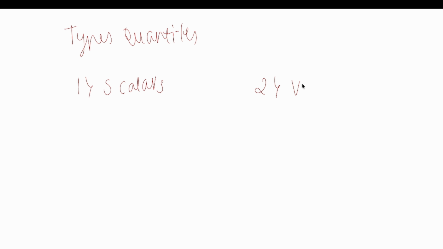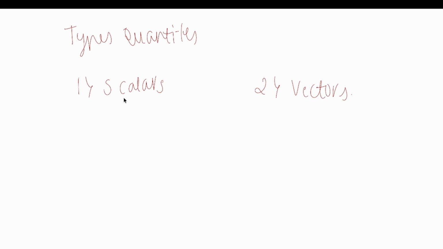So today we'll be studying about vectors. There are different types of quantities. Mainly there are two types, called scalars and the other one called vectors.